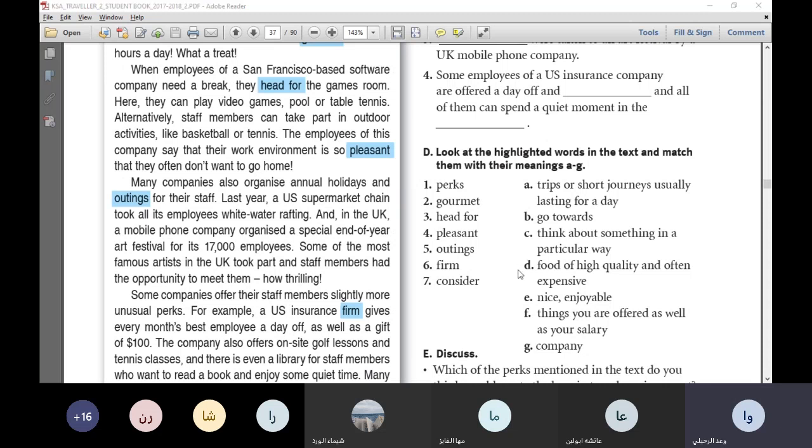Number six, firm. What is the firm? It's a company. Thank you. Number seven, consider. I consider you as my friends. So it is C, which is think about something in a particular way. Yes, thank you. So remember, exercise D is very important.